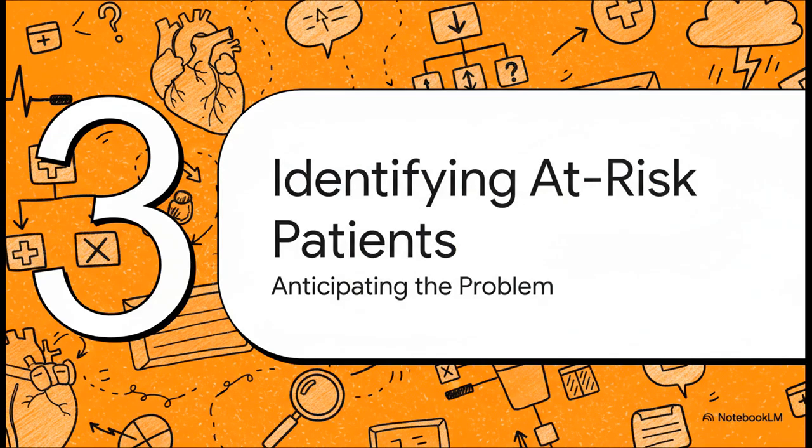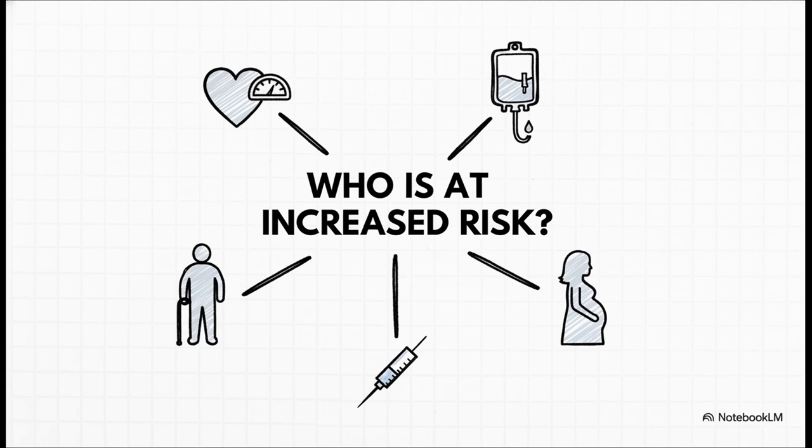So now that we've got the physiology down, let's try to get ahead of the problem. Section 3 is all about anticipating trouble before it starts by spotting the patients who are most vulnerable during your pre-op assessment. These are the classic groups you need to have on your radar.